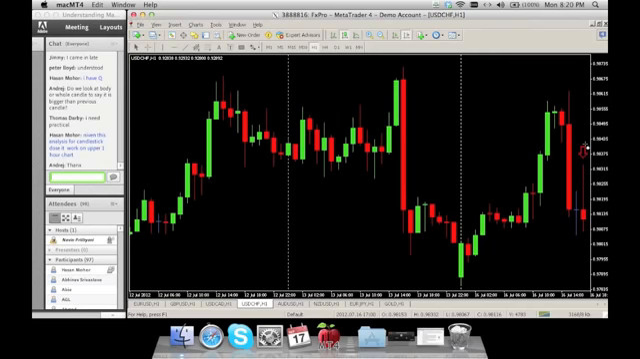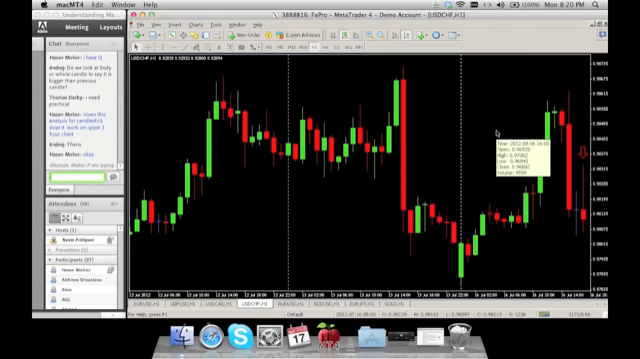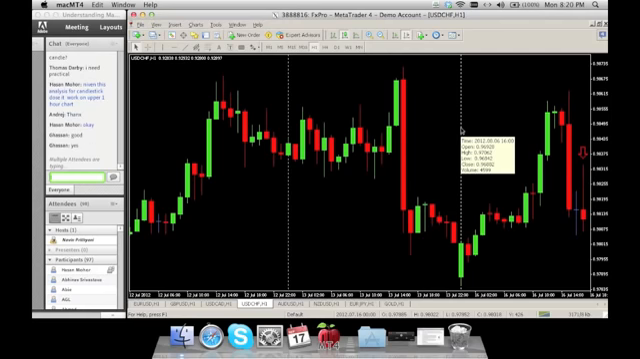Okay, what about this particular one? What do you guys say about this? Is this a trend continuation pattern? Yes or no? Okay, some say yes, some say no.